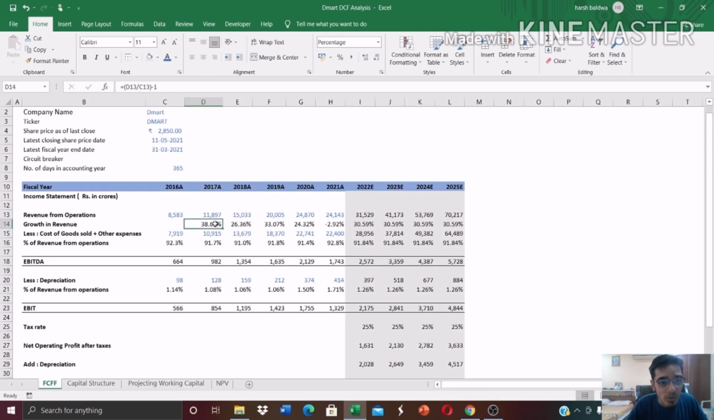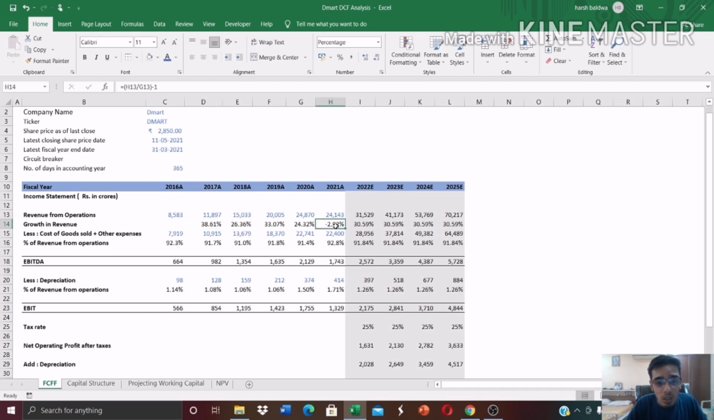So as we can see, the growth in the revenue is 38.61% for 2017, and the formula is very simple. It's nothing but 11,897 divided by 8,583 minus 1. Note that I'm not gonna go into much detail as I have to make this video short. I'll be just giving you an overview of the whole analysis. Okay, so the growth rate is 38.61% and 26.36%. Just drag it along, okay?